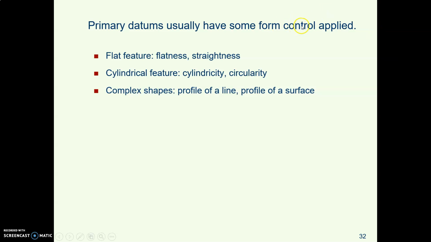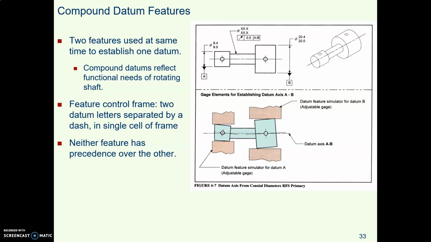Like with surface datums, with feature of size datums, whatever your primary datum is, three points of contact, usually you have some kind of form control on it. You don't want to just throw a rough and bumpy thing out there. You have some kind of qualifying form tolerance. Finally, I wanted to tell you about something called a compound datum in these last two slides.